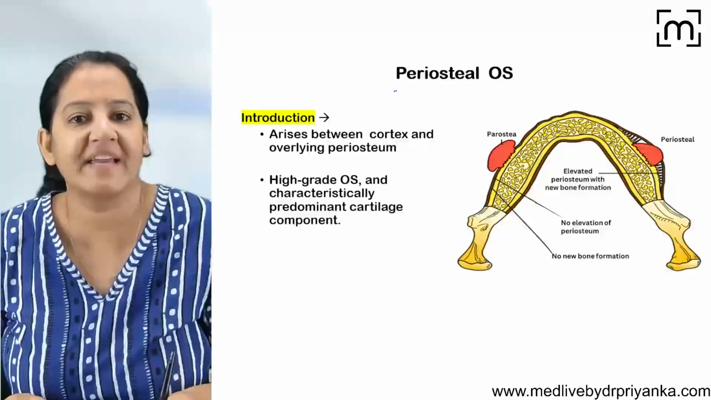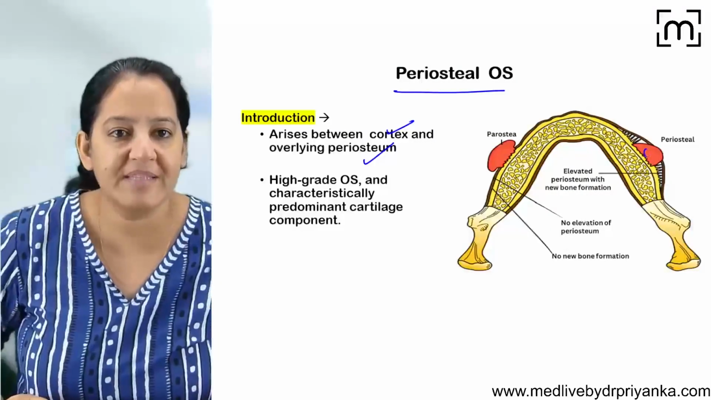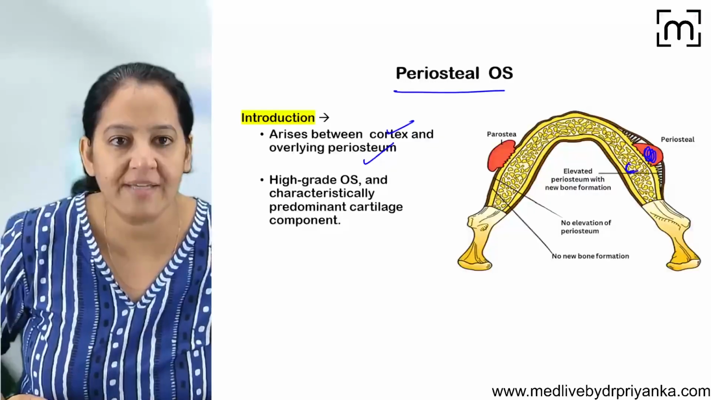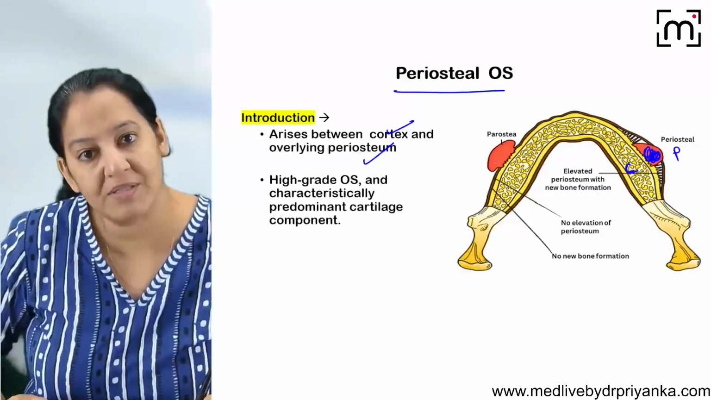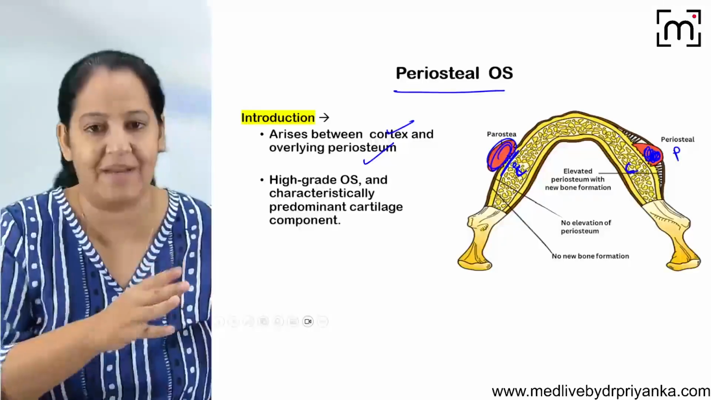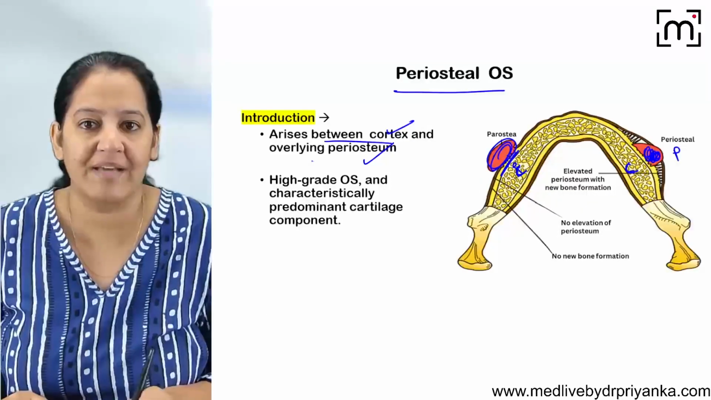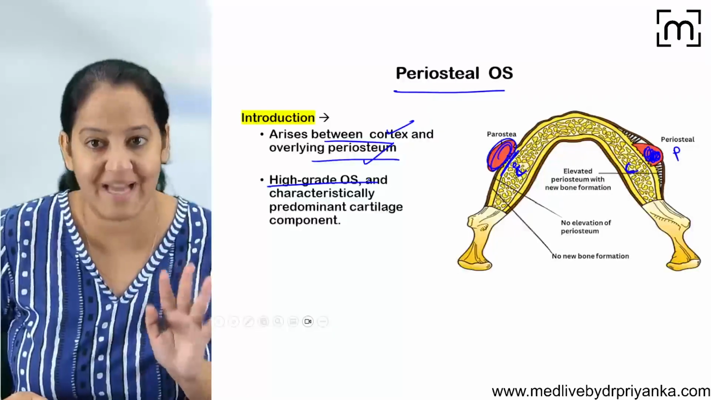Coming to the second one, periosteal. The periosteal is between cortex and periosteum. You can see here the tumor. So this is the cortex, this is the periosteum. The tumor is between them. But in contrast to parosteal, which is outer to the cortex as well as the periosteum, this one arises between the cortex and periosteum. It's a high-grade osteosarcoma. It is not slow growing.